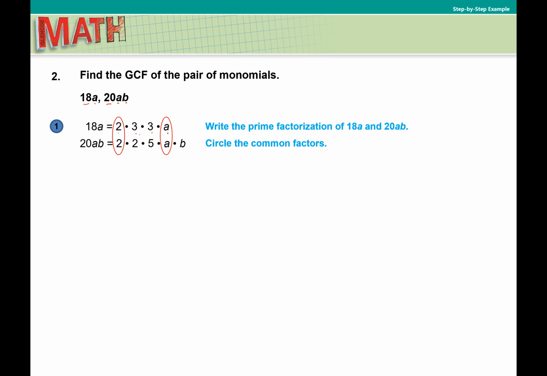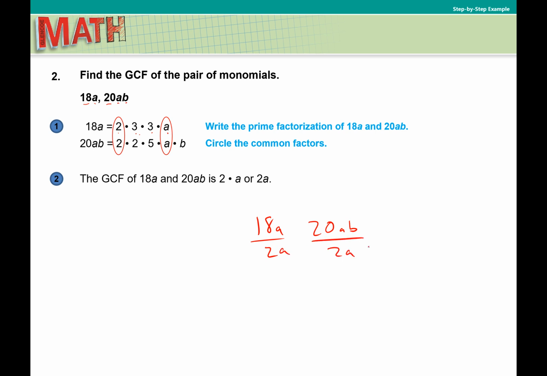We see 2 is common here, and a is common here. And that's it. So the greatest common factor of 18a and 20ab is 2 times a, or 2a. Okay, again, we could have seen 18a, 20ab. I can divide this by 2a, and I can divide this by 2a.